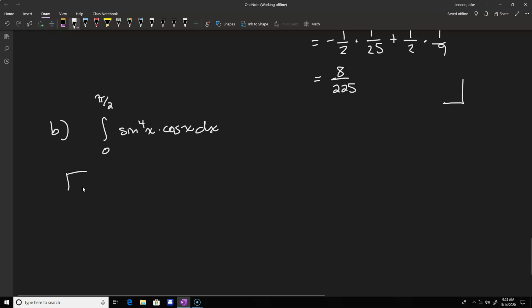So again, what is our substitution? Well, we want to let u be sine here because that's one of the factors of the more complicated one, and then the derivative of sine is cosine. So let u equal the sine of x. So then du is cosine of x dx. How about our limits?